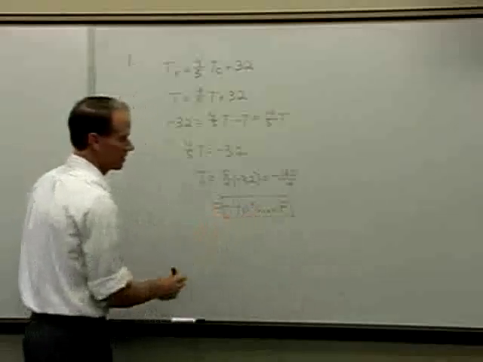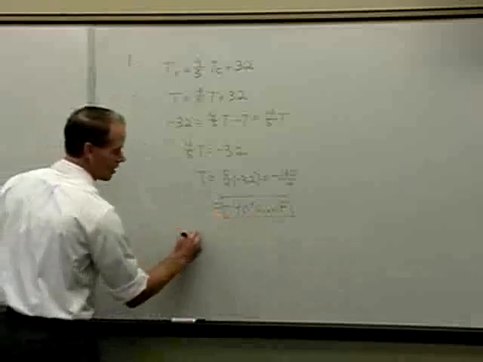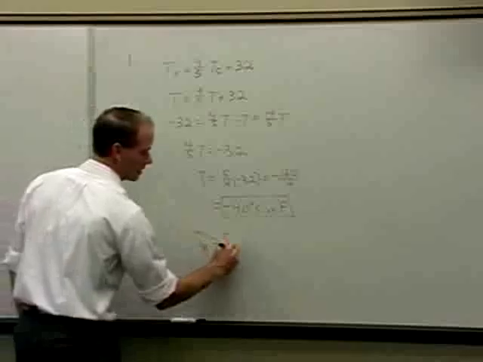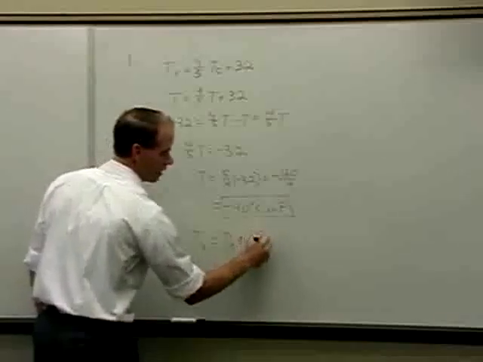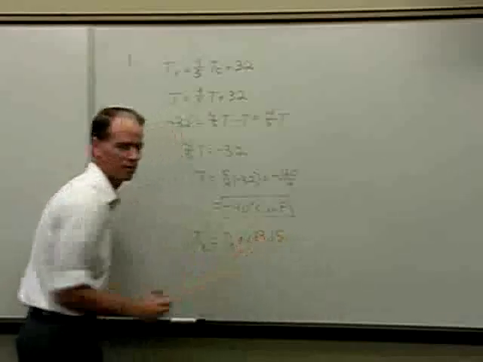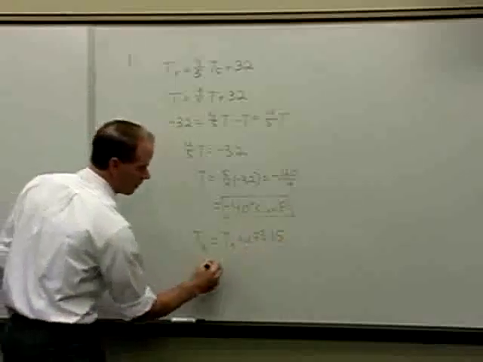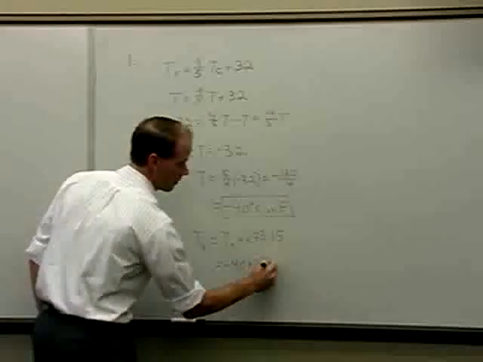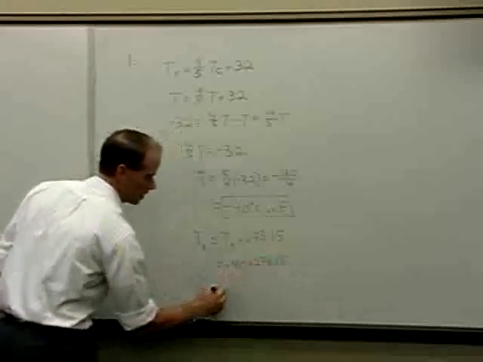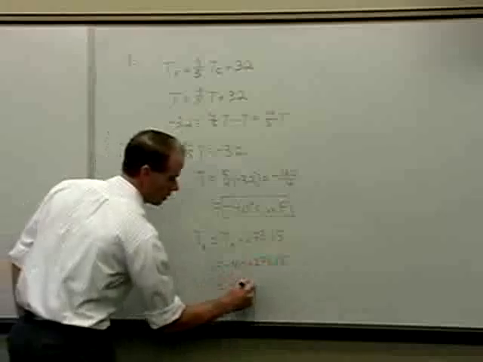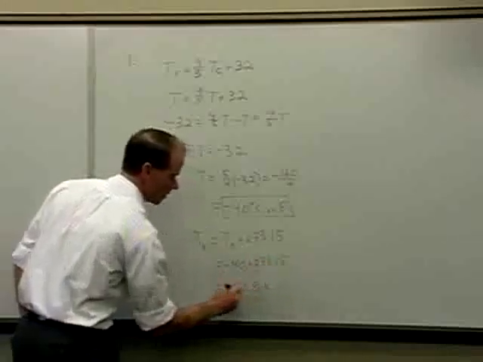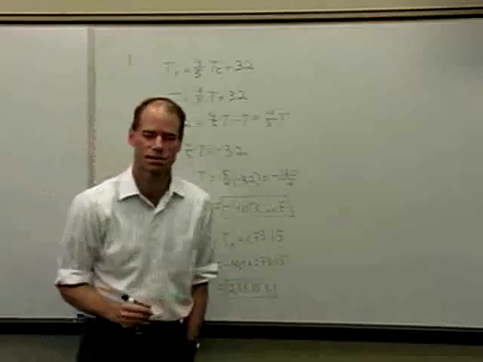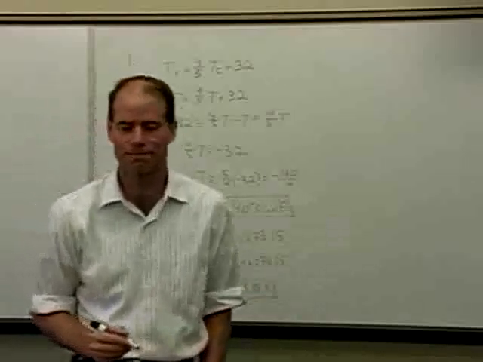This is minus 40 Celsius, and we know that the temperature in Kelvin is equal to the temperature in Celsius plus 273.15. So that's equal to negative 40 plus 273.15, which gives us 233.15 degrees Kelvin. So we select answer B.